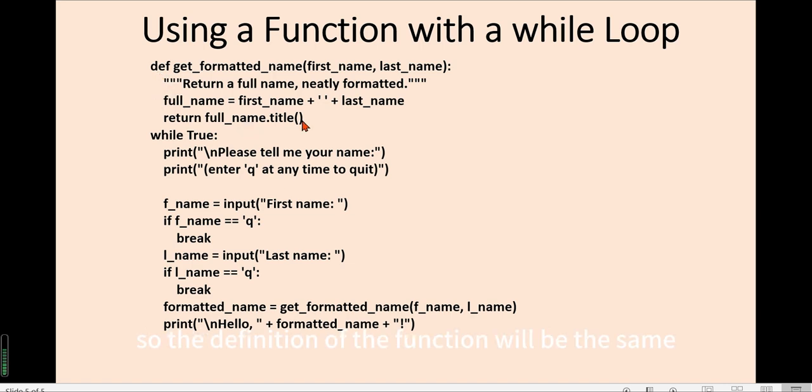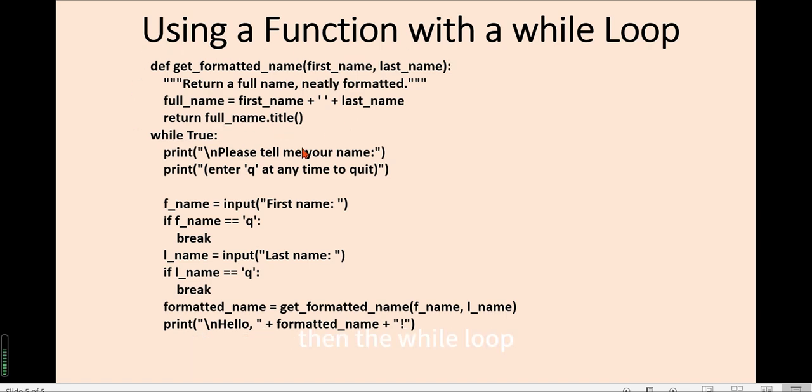The definition of the function will be the same, with first name and last name as the parameters, which will be used when the function is being called. The full name is a variable created inside the function, a local variable, and this local variable's value will be returned to the variable that calls the function. So the function definition is the same with no modification.